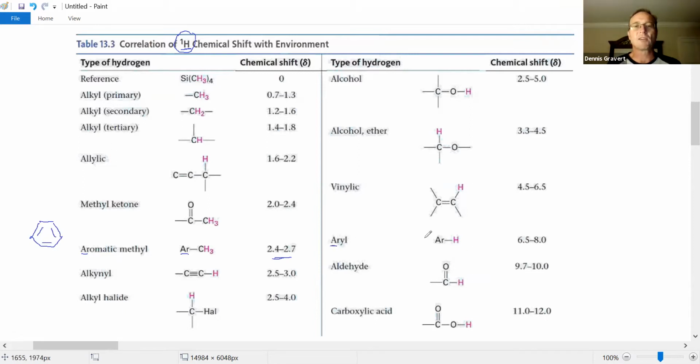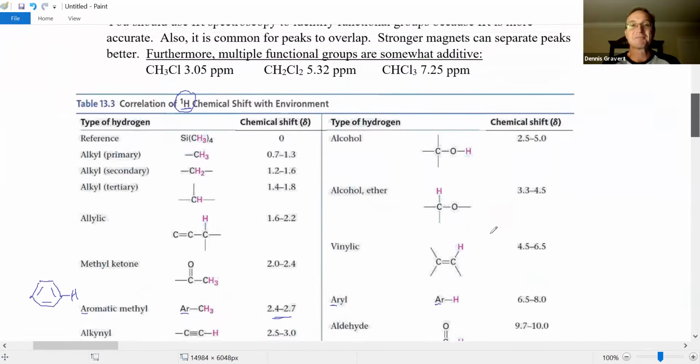Over here, we've got aryl, which means hydrogen is directly on the benzene ring. They're shifted way downfield. 6.5 to 8 is a typical range. Again, average range. There you go. And that's because the hydrogens are so close to the double bonds, the pi bonds of the benzene ring.